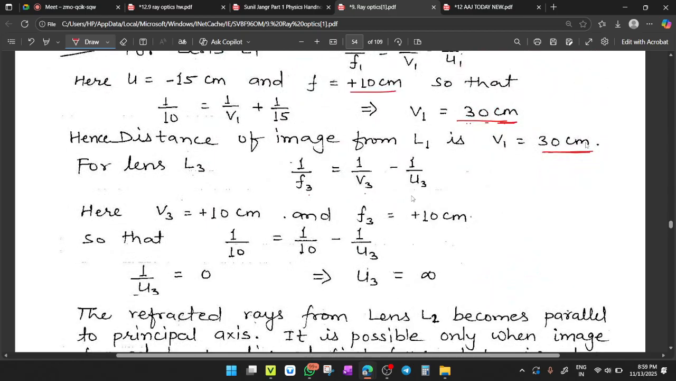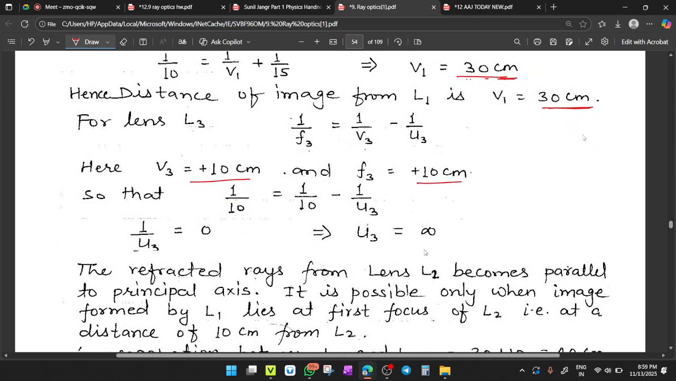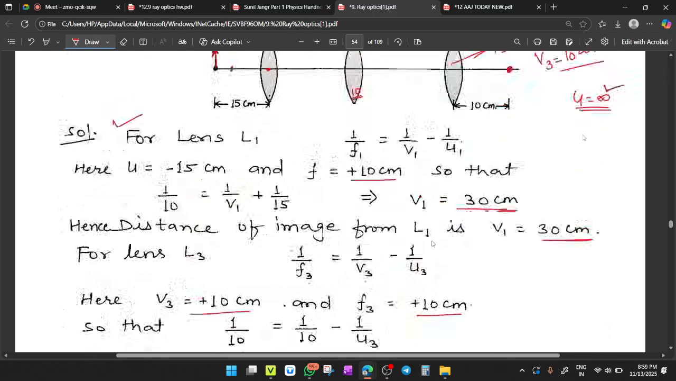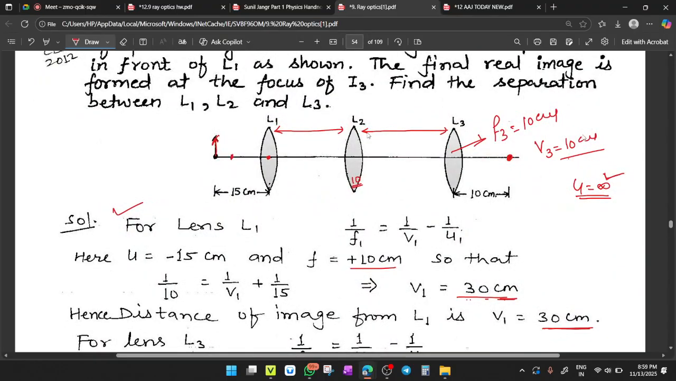So you can do it by this method, 1 upon f equals 1 upon v minus 1 upon u. Just place the values, v3 equals 10 centimeter and f3 equals 10 centimeter. You will have u3 equals infinity. Clear or not clear? Okay, it means the rays coming on the lens 3 are parallel. Whenever the rays coming on this lens are parallel, there is only one case: when the object is at focus.